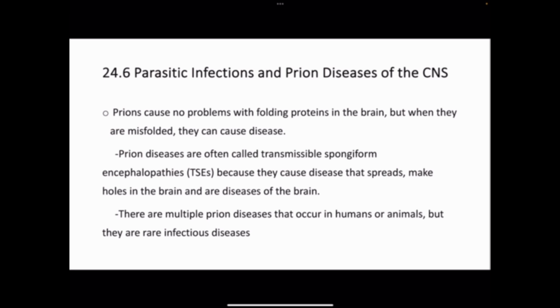They are called this because they can cause disease that spreads, make holes in the brain, and are diseases of the brain. The TSEs are characteristics in which the diseases can be grouped into. There are multiple prion diseases that can occur in humans and other animals, but they are rare infectious diseases that are usually fatal.